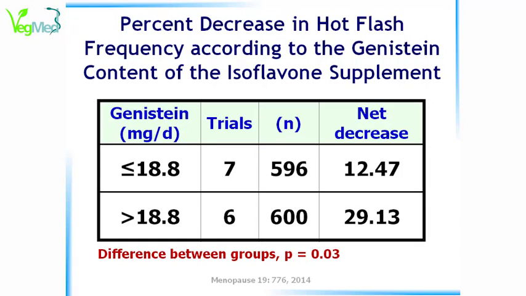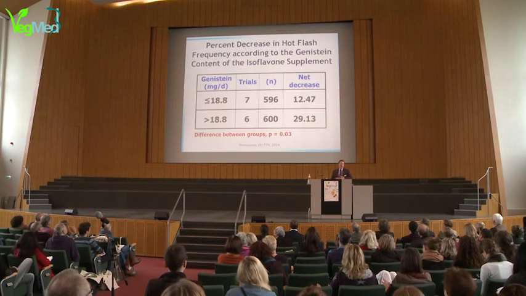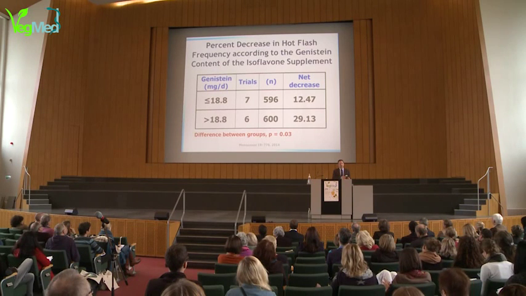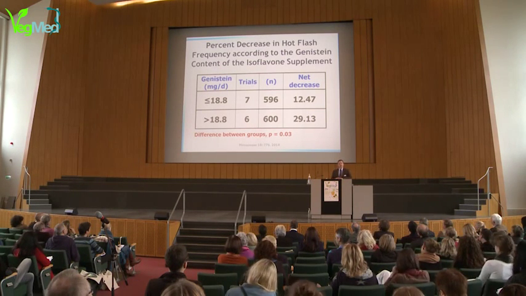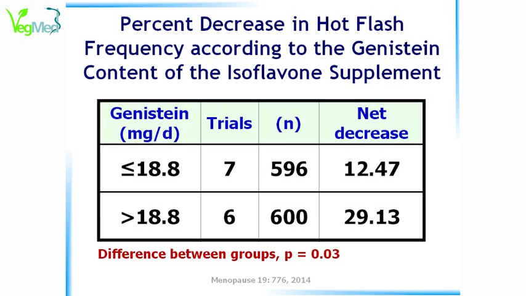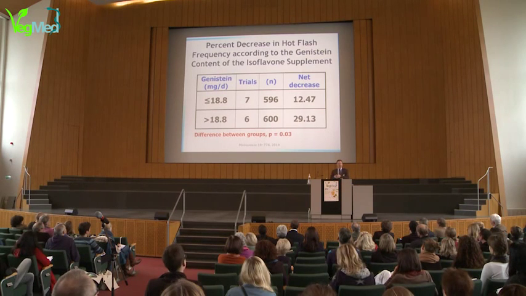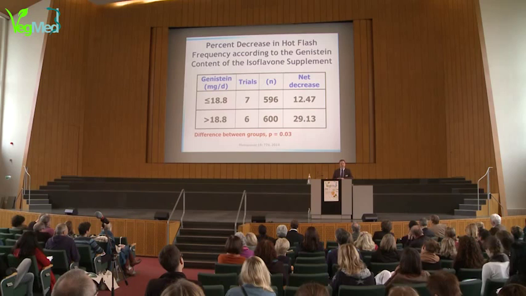Now, one thing that we did, in addition to the general analysis, was to do a sub-analysis looking at supplements that provided low amounts of genistein versus high amounts of genistein. 7 trials involving 596 women provided supplements that were low in genistein. 6 trials with 600 women provided supplements that were high in genistein. And you can see the high genistein supplements reduced hot flash frequency by more than twice as much as the low genistein supplements. So the key is to make sure that you're consuming isoflavones that provide sufficient amounts of genistein.